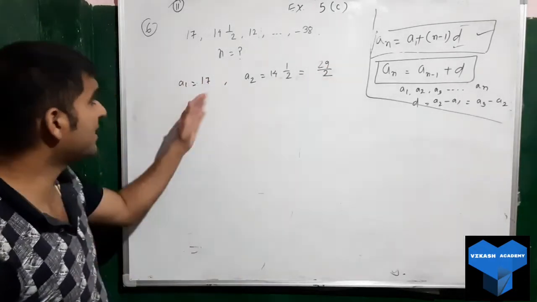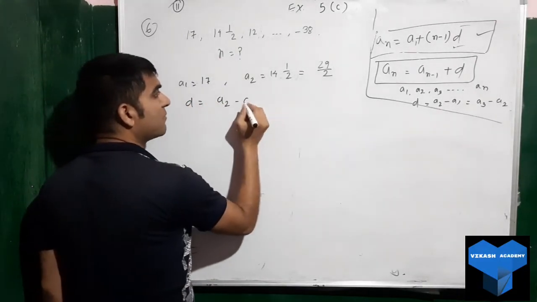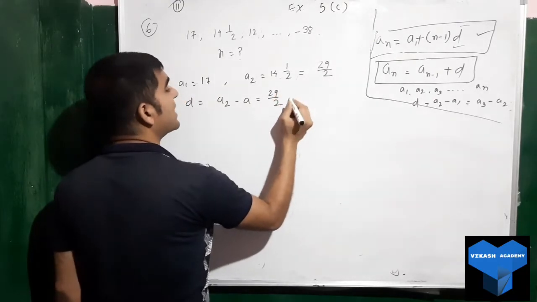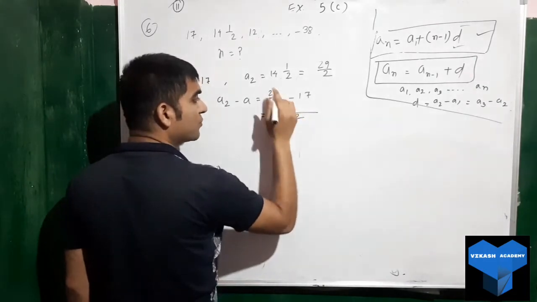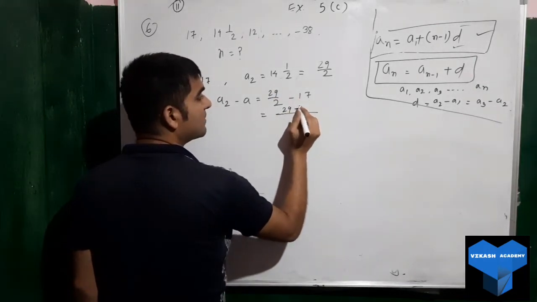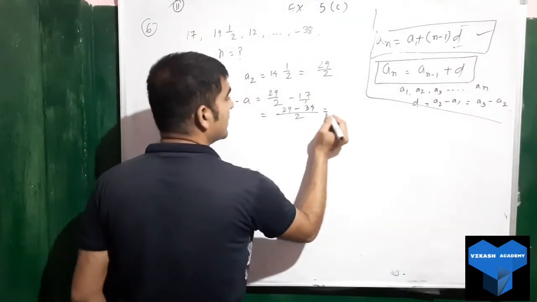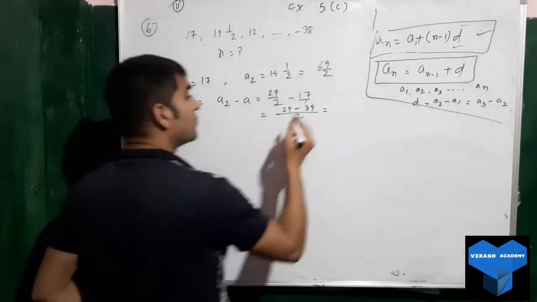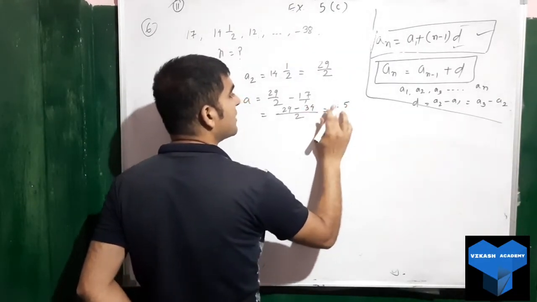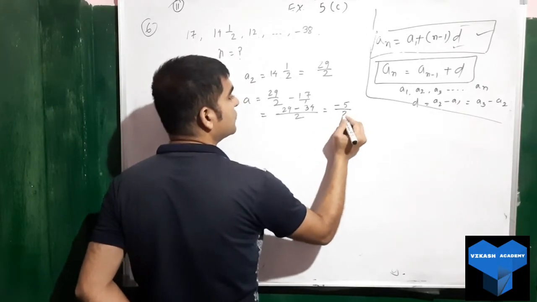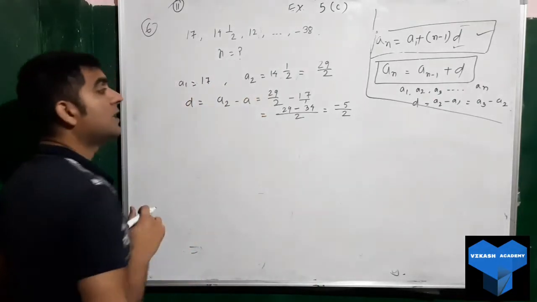Now we have A1 and A2, so let us find the common difference. It will be A2 minus A1, so 29 by 2 minus 17. Solve it. The LCM here will be 2. 2 1s are 2, 1 2s are 2, so 17 2s are 34. We get 34 minus 29, which is minus 5, so we have minus 5 by 2.